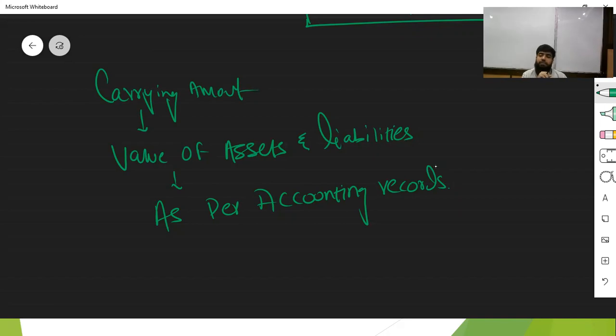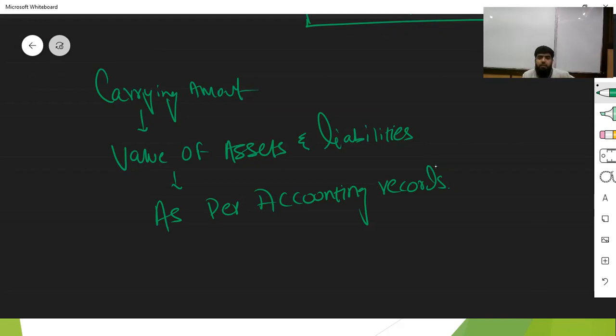But what if I say the value of salary payable in my accounting records is 5 lakhs? That 5 lakh is the carrying amount of your liability. So carrying amount is basically the value of assets and liabilities as per the accounting records. In this chapter, carrying amount does not only mean the amount after deducting accumulated depreciation.